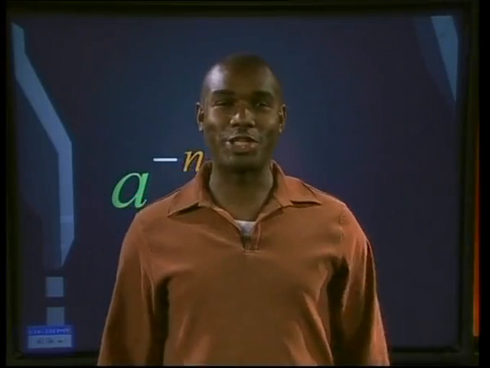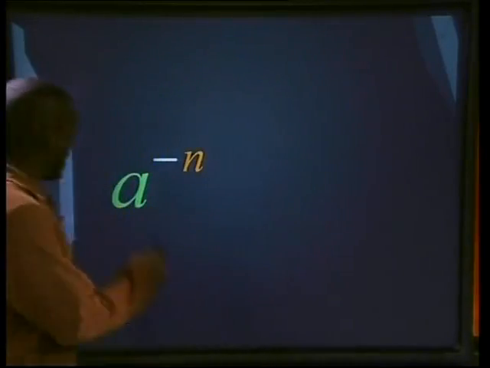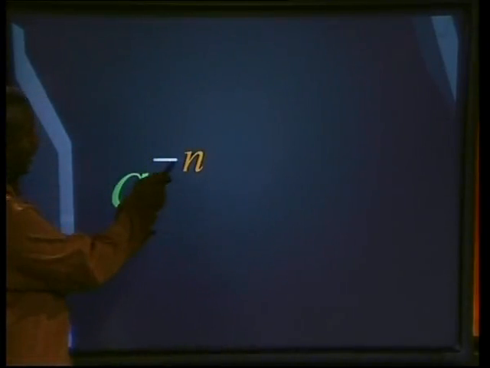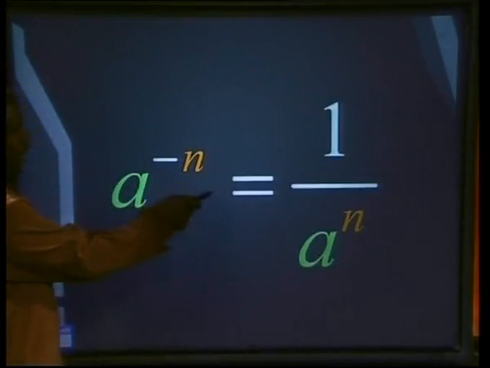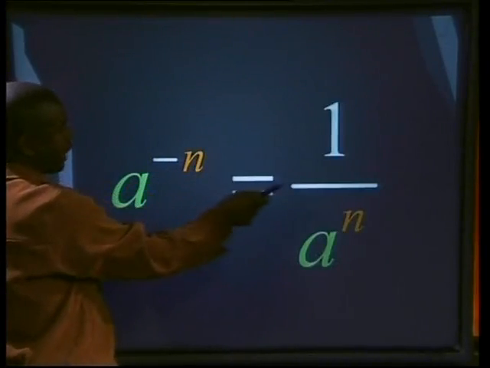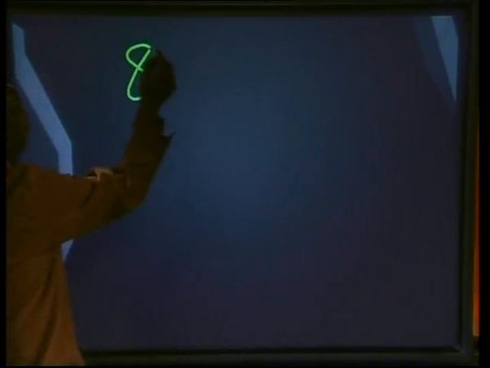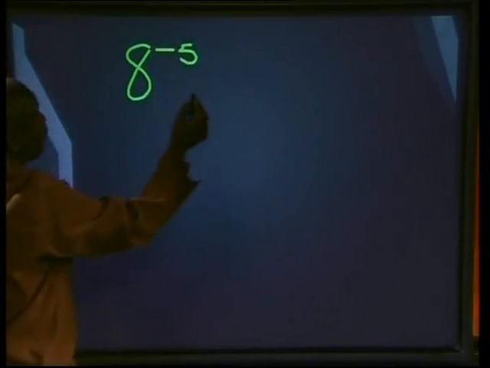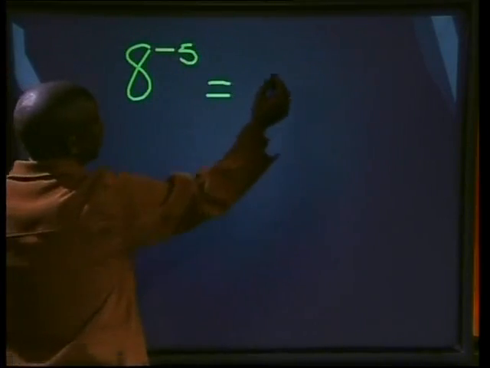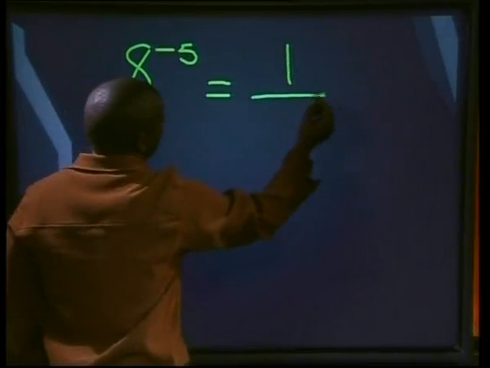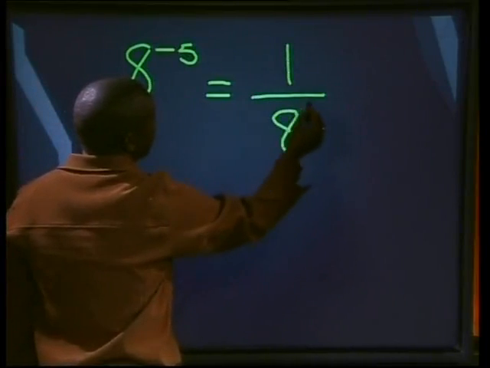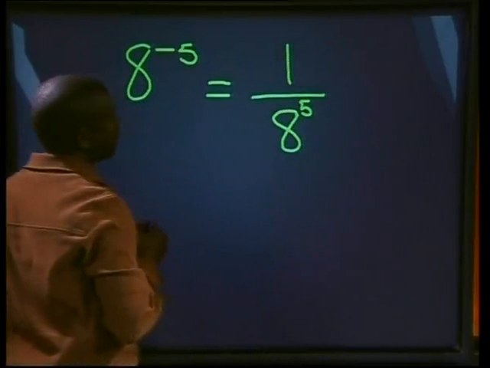It's time for a definition. Any number to a negative power will be the same as 1 divided by that number to a positive power. Let's take an example. 8 to the power minus 5 will be the same as 1 divided by 8 to the power of positive 5.